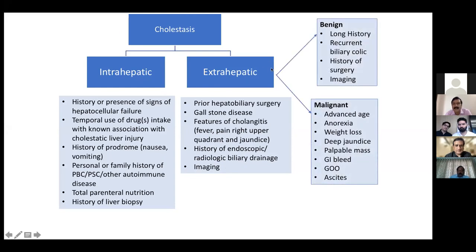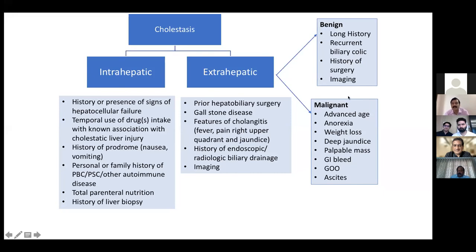And then in extrahepatic, again, you would like to differentiate between benign and malignant causes. In benign, obviously, the history would be long, and there would sometimes be a history of recurrent biliary cholangitis if there are gallstones. And if there is any history of surgery in the past, that might also suggest that there's a benign stricture. And then obviously imaging can help you to differentiate between benign and malignant causes.